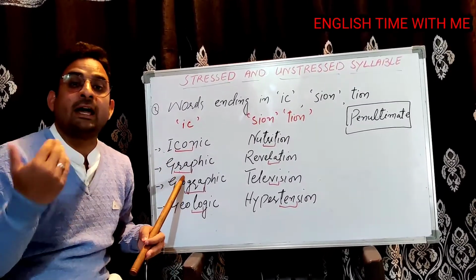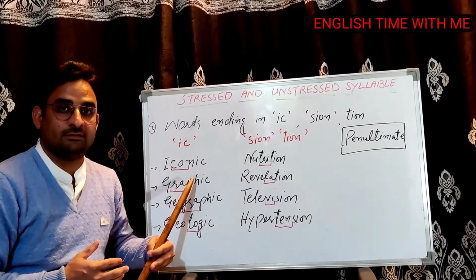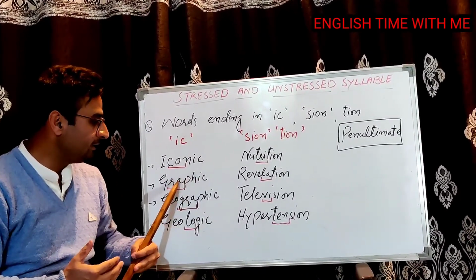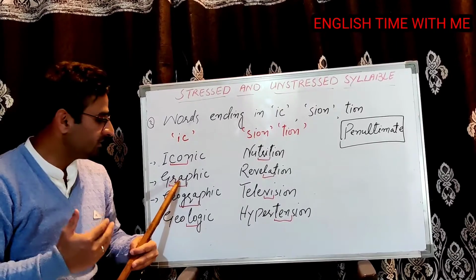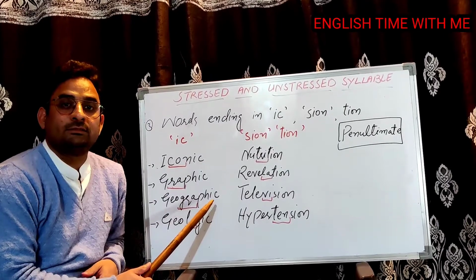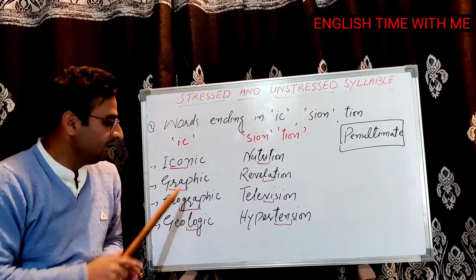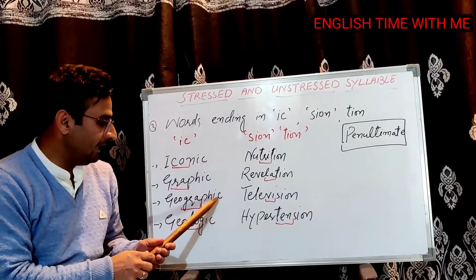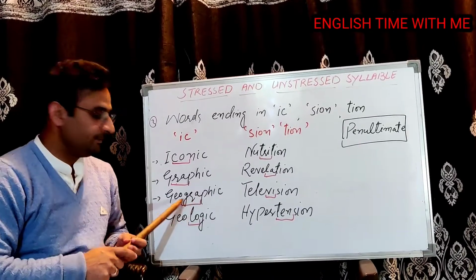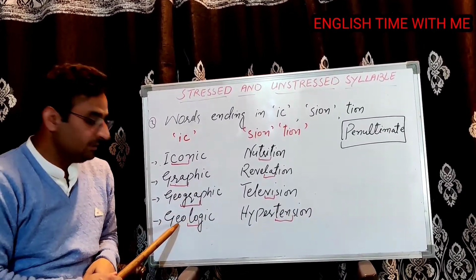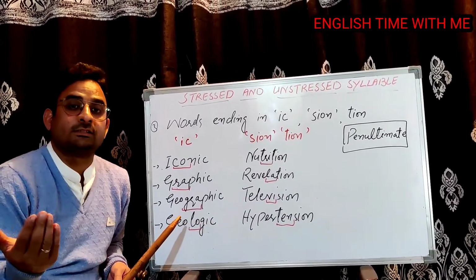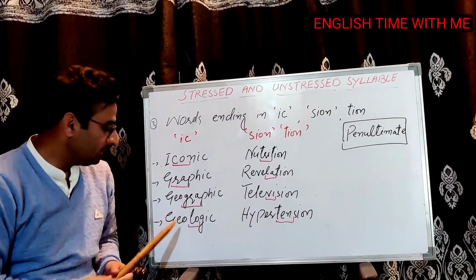Okay, then we have graphic. The word ending in IC. The second from end is the first syllable, gra. This will be stressed. Then geographic. Not with the wrong stress. No, that is wrong. Geographic. The word is ending in IC and the stress will be put on second from end, and it is gra. Again, geologic. Biologic. Not the wrong stress.